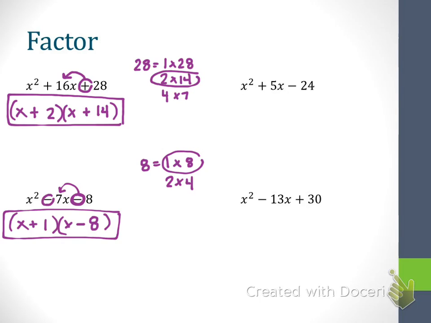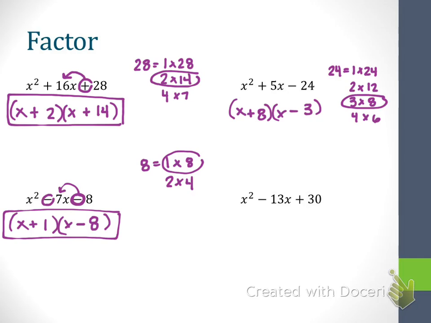What would I do first, Dawson? Factors of 24, which are 1 times 24, 2 times 12, 3 times 8, 4 times 6. Which ones subtract to give me 5? 3 and 8. Now, what number gets what sign? 8 gets the positive, and 3 gets the negative. Very good, because what's 8 minus 3? Positive 5. Checks out. Okay, let's do the last one.